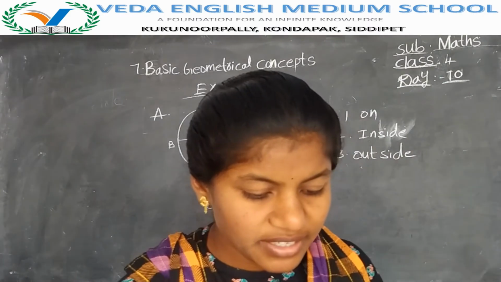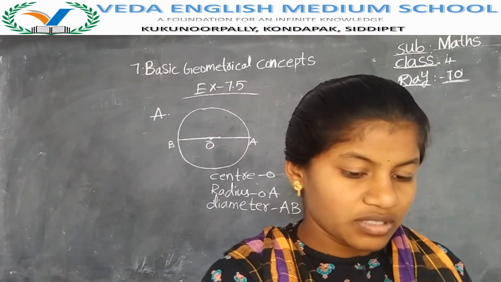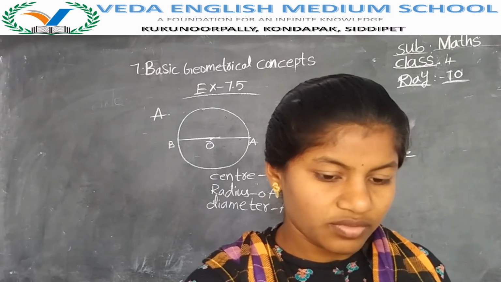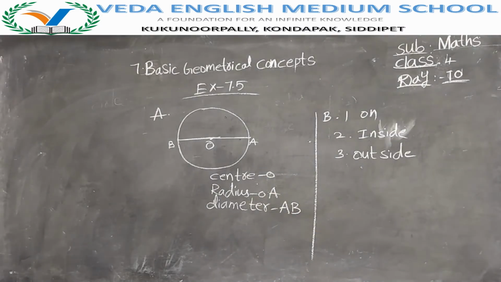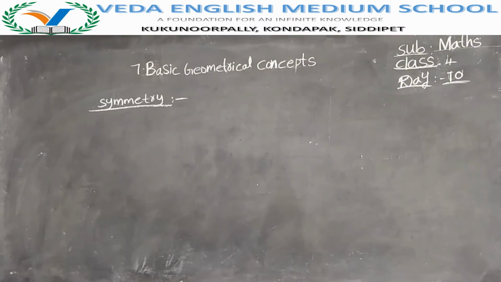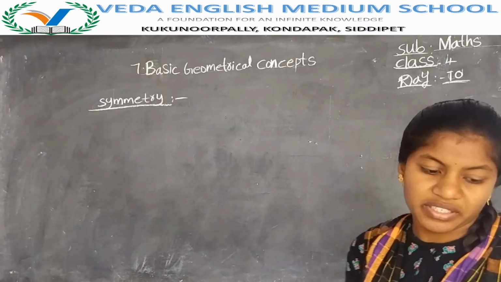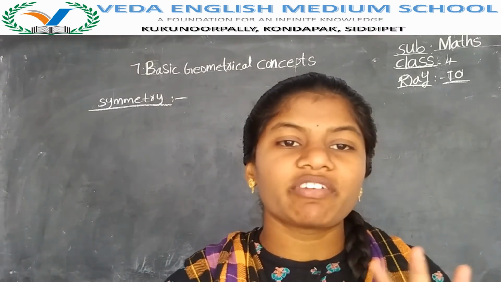Then symmetry is, look at these figures, the Taj Mahal and a mirror. Here symmetry is nothing but... next we have symmetry. Symmetry means dividing an image into two equal halves.